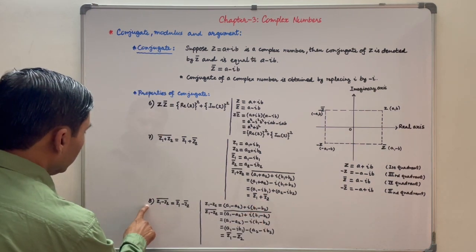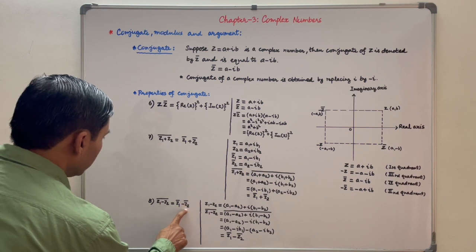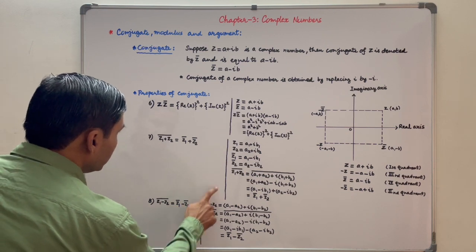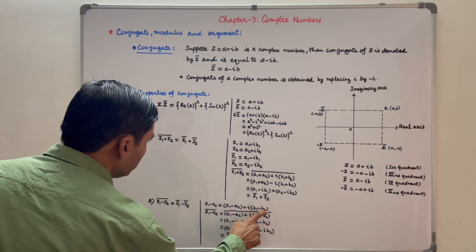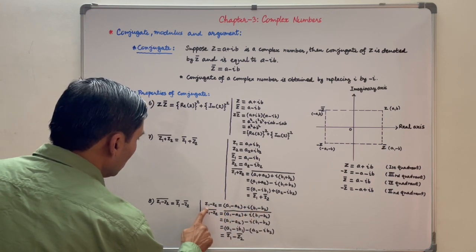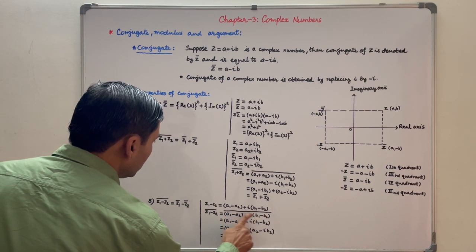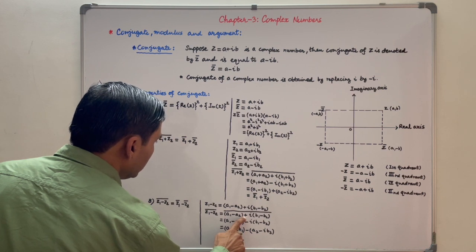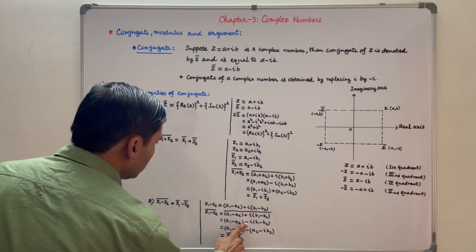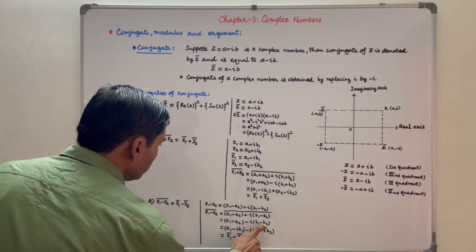Eighth property, z1 minus z2 whole bar is equal to z1 bar minus z2 bar. z1 minus z2 is equal to a1 minus a2 plus i into b1 minus b2. So z1 minus z2 whole bar is equal to a1 minus a2 plus i into b1 minus b2 whole bar. We will take conjugate of this complex number. So we need to change the sign in between. So it will become a1 minus a2 minus i into b1 minus b2.